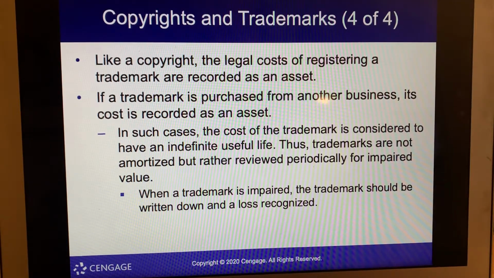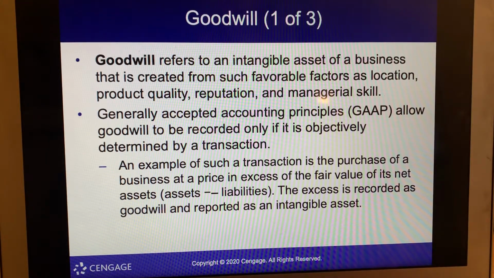If a trademark is purchased from another business, its cost is recorded as an asset. In such a case, the cost of the trademark is considered to have an indefinite useful life. Thus, trademarks are not amortized, but rather reviewed periodically for impaired value. When a trademark is impaired, the trademark should be written down and a loss recognized, okay? So goodwill, I believe we're almost done.